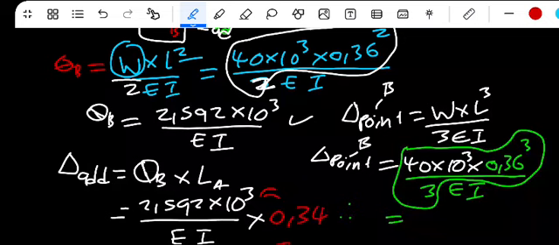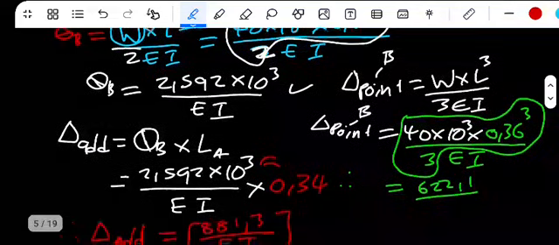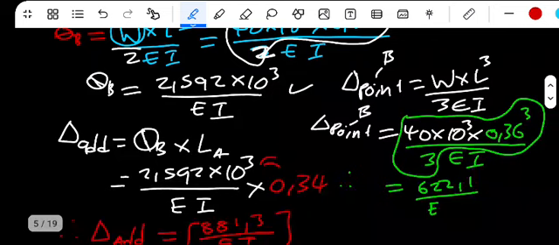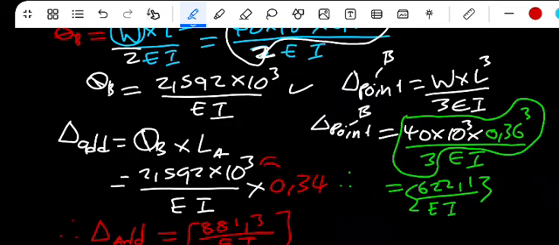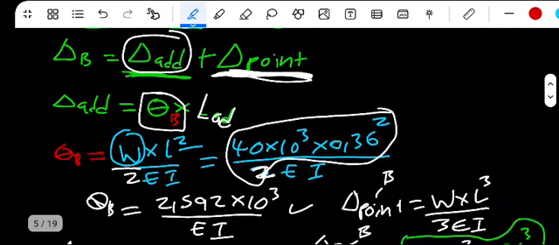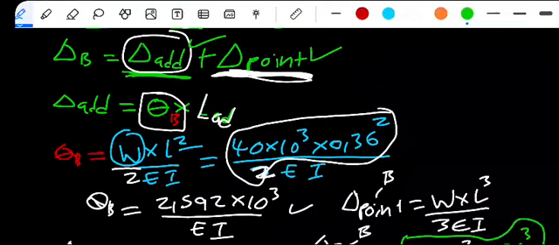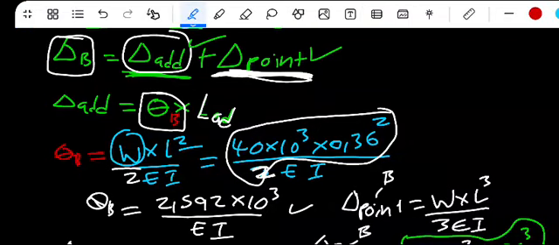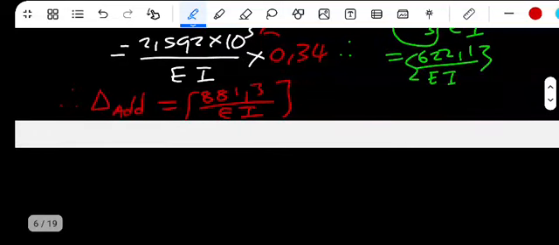To 622.1 over EI. So we have this now. So we have the both now. We've calculated this and this, so we can have the deflection at B. Actually, this is just the total. Remember, at B, it's a deflection at B. Will be that.